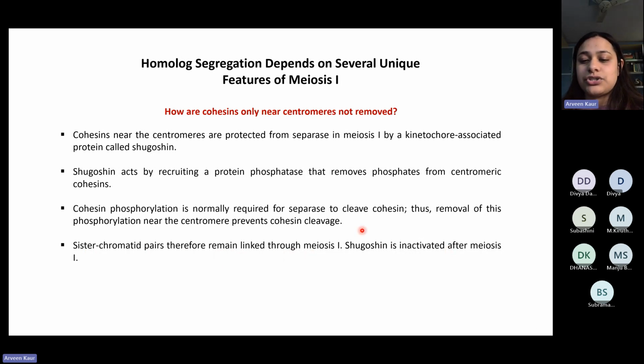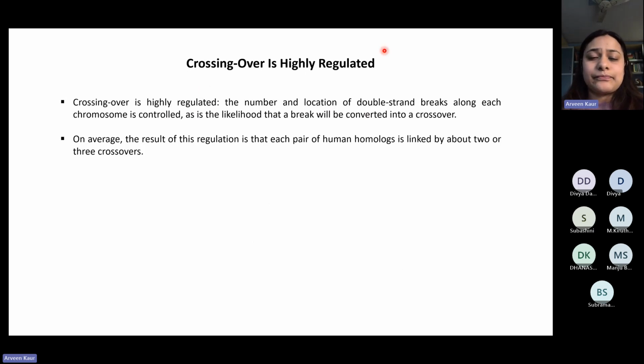After meiosis 1, shugoshin is inactivated, due to which the phosphorylation can occur again. And in meiosis 2, the cohesin can now be removed by the activity of separase. And now the sister chromatids can also be moved apart.